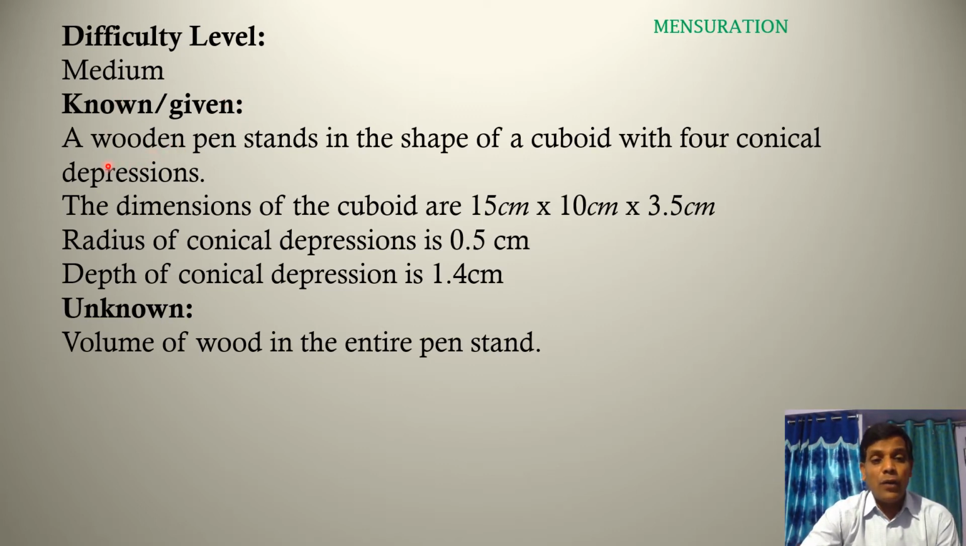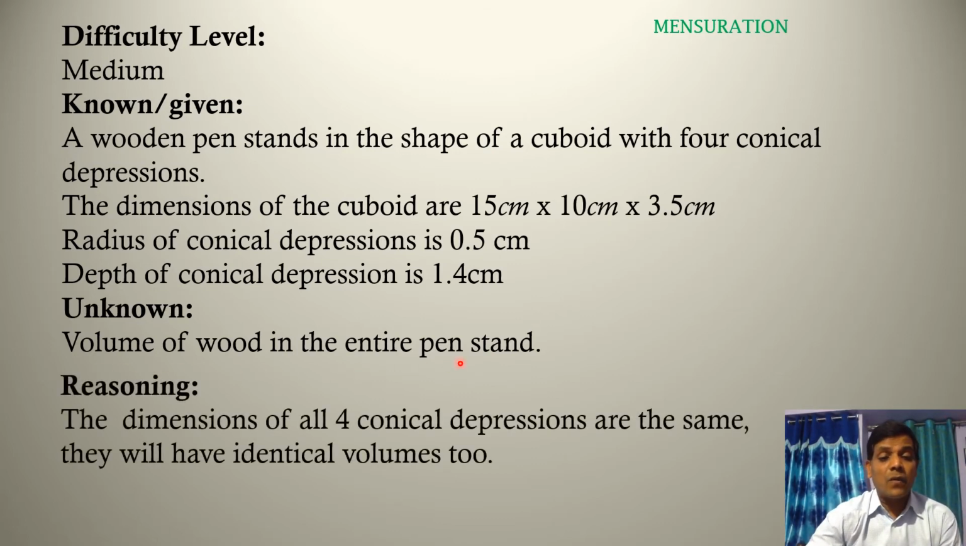Known by given. So what is the given data? A wooden pen stand in the shape of a cuboid with 4 conical depressions. The dimensions of the cuboid are 15 centimeters, 10 centimeters and 3.5 centimeters, length, breadth and height. Radius of conical depression is 0.5 centimeter, and the depth of conical depression is 1.4 centimeters. This is the given data. Unknown: what is unknown? Volume of wood in the entire pen stand.